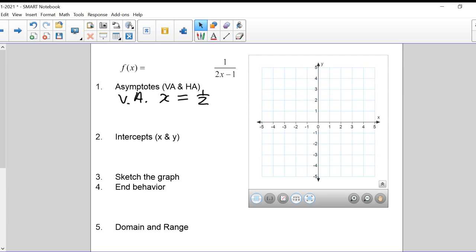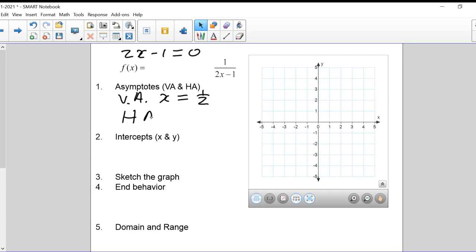It is the restriction. So you look at the denominator and see what's going to make this denominator become 0. If I took 2x minus 1, set it equal to 0 and solved it, what value of x am I talking about? The value of x is this value right here, x equals a half. So that is my vertical asymptote.